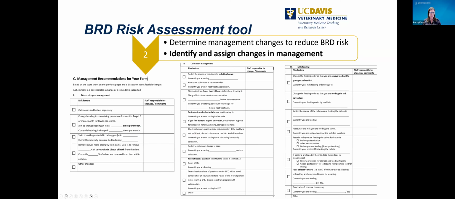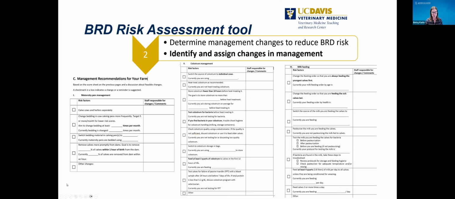So that looks like taking each of these categories and identifying where possible changes are or could be made. So if you have a high scoring risk category, that might be something on the dairy you'd like to change to address that. And then importantly, assigning those changes to personnel specifically is really important to ensure that they're implemented.